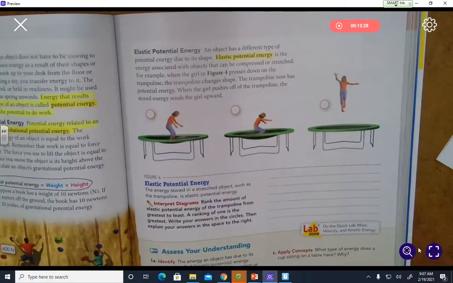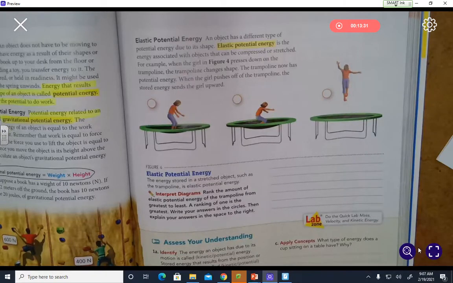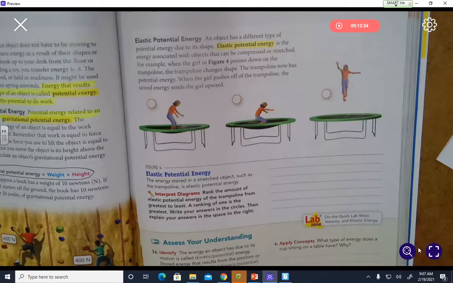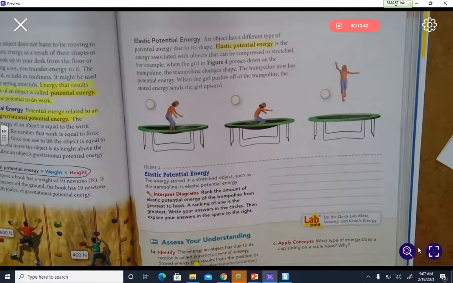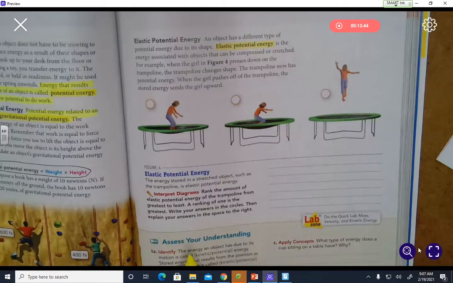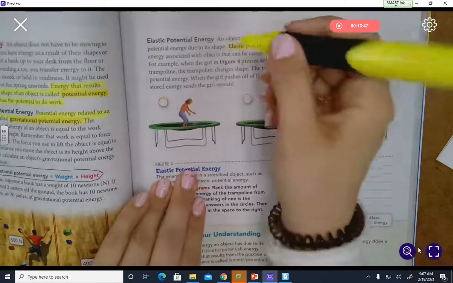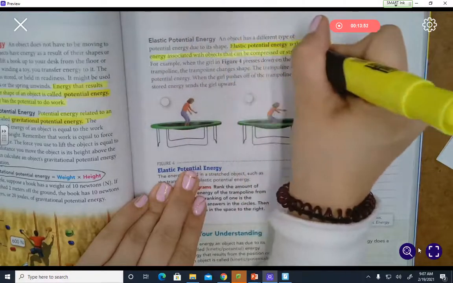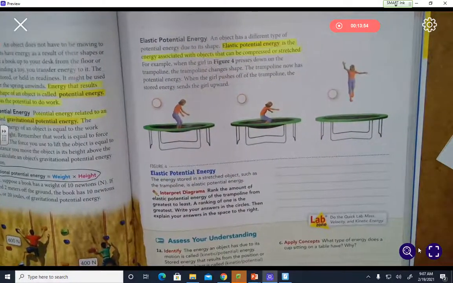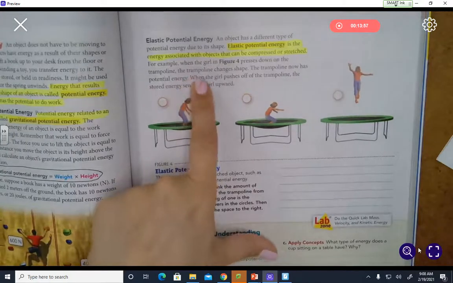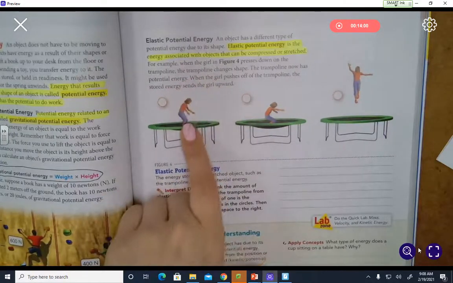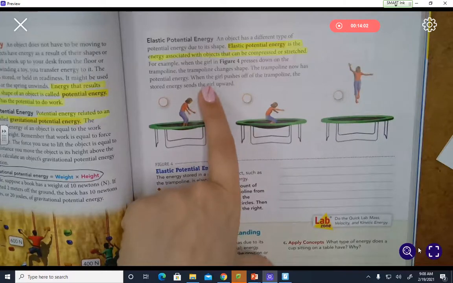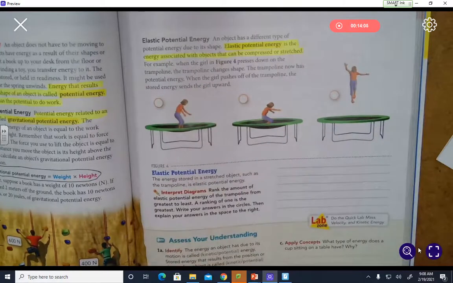And then the last section, elastic potential energy. An object has a different type of potential energy due to its shape. Elastic potential energy is the energy associated with objects that can be compressed or stretched. Highlight that. For example, the girl in figure 4 pressed down on the trampoline and it changes shape. The trampoline now has potential energy. When the girl pushes off the trampoline, the energy is stored and sends the girl upward.